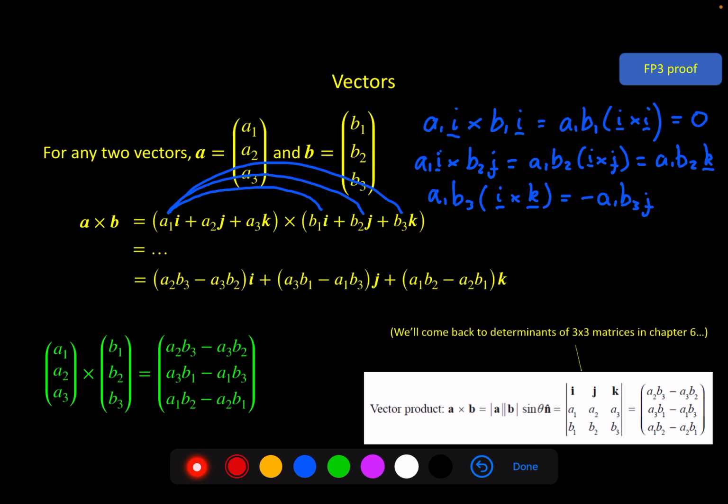If you understand that and you like it, take it away. If you don't, ignore it, that's fine. It's here in your formula booklet.